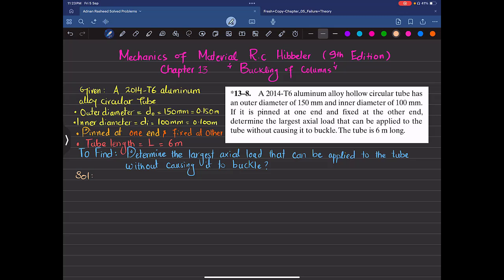As we know, the largest load before buckling from Euler's equation is P critical, and we can write P critical is equal to pi square E times I divided by LE square, where LE is the effective length, I is the moment of inertia, and E is the modulus of elasticity.